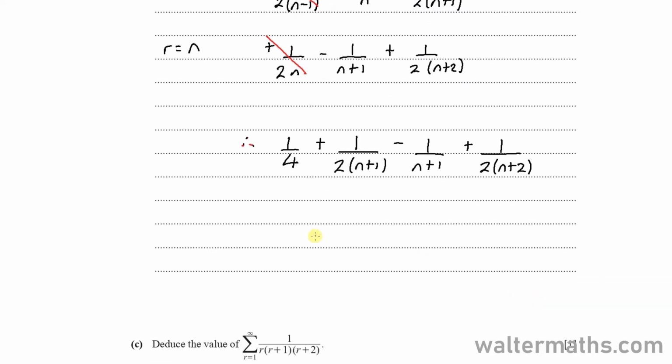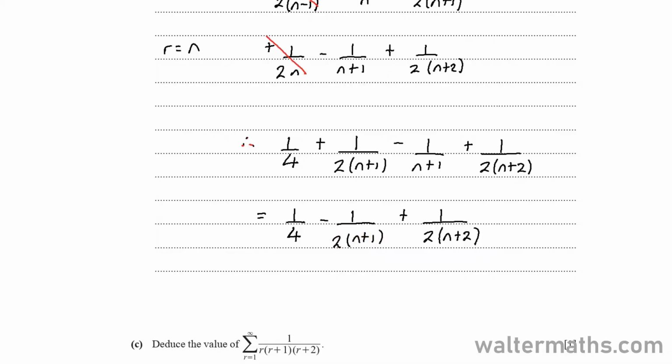Now this can simplify to a quarter. For 1 over 2 of n plus 1 minus 1 over n plus 1, we get minus 1 over 2 of n plus 1. And that's plus 1 over 2 of n plus 2. So this here is the final answer.